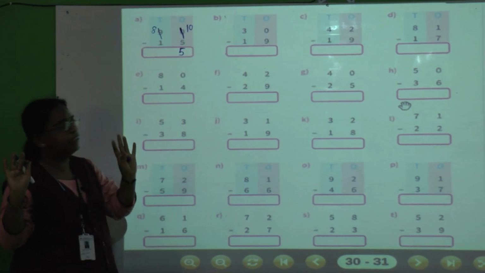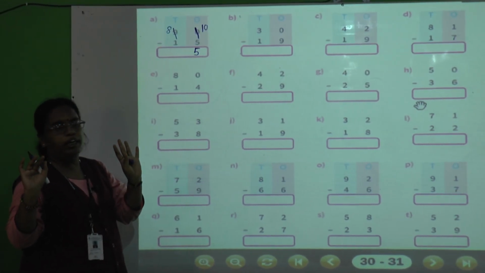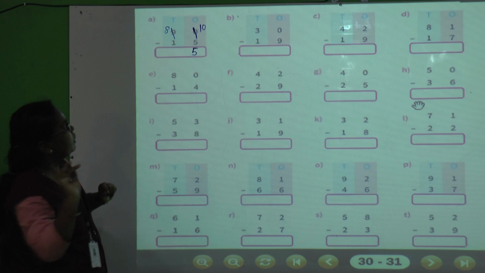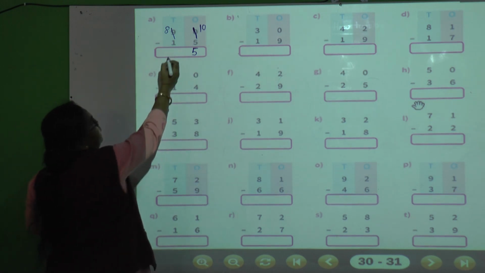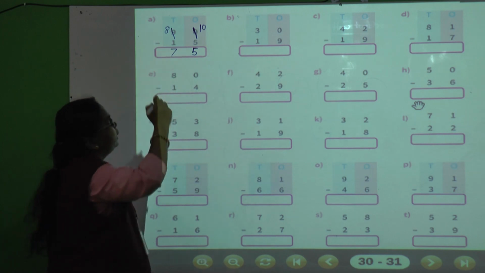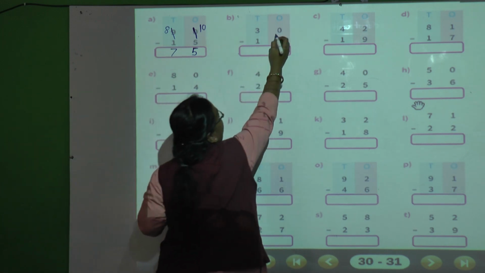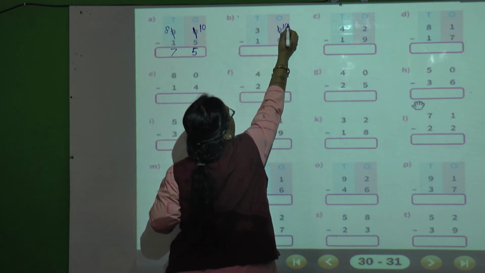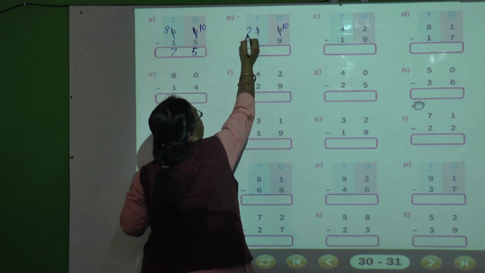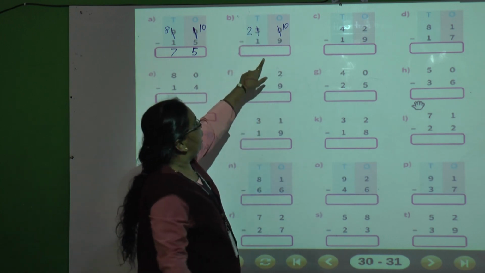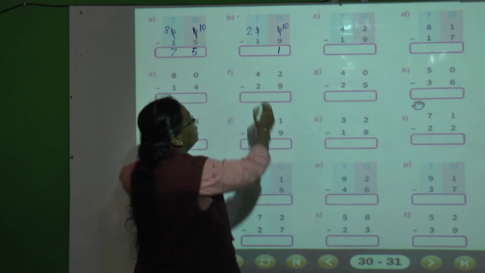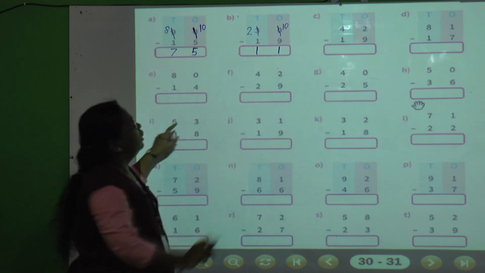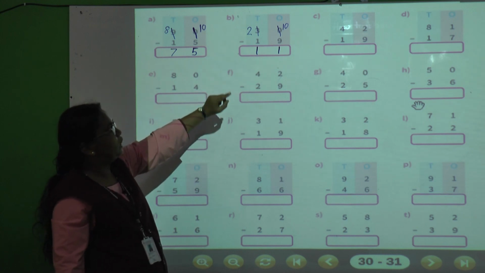Remove children, 8 fingers. Remove 1. How many remain? Yes, 7. Okay, in this way you are going to do. Then second, 10, here will come 2. So 10 minus 9 is 1. 2 minus 1 is 1. So 1 tens, 1 ones.